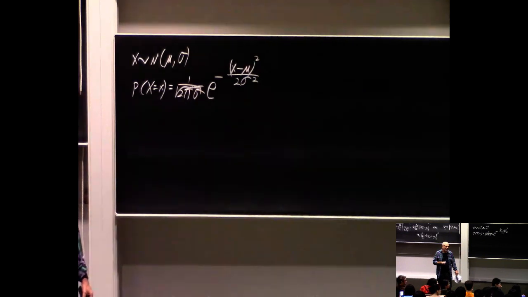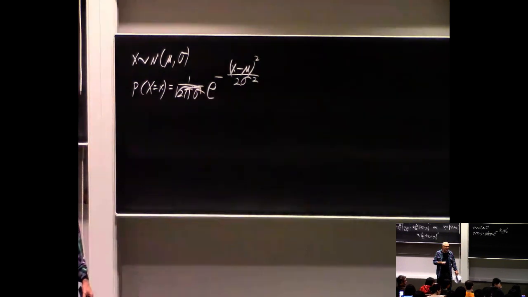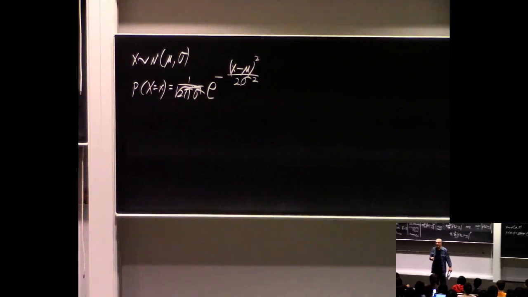For example, the answer was: if you have reason to think that the noise is Gaussian, then you should use L2. Then you should use p equals 2. Okay, what else could it depend on?